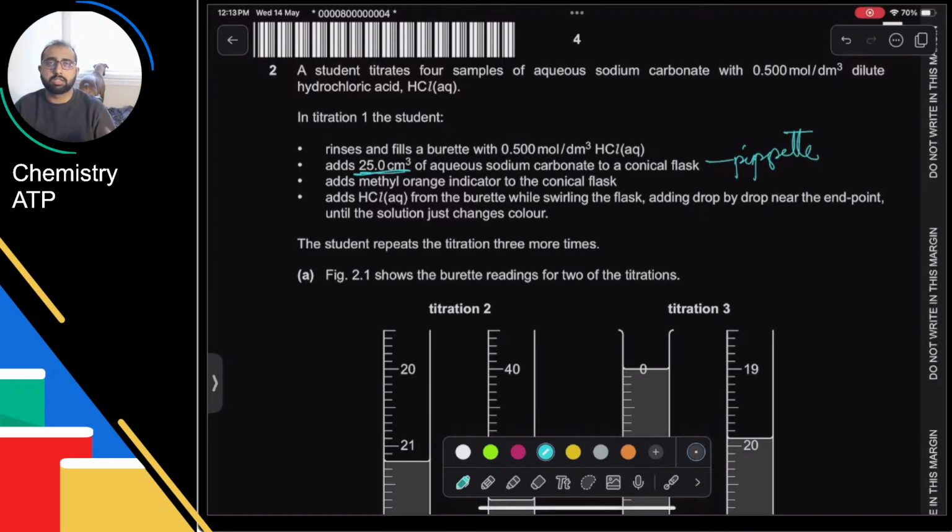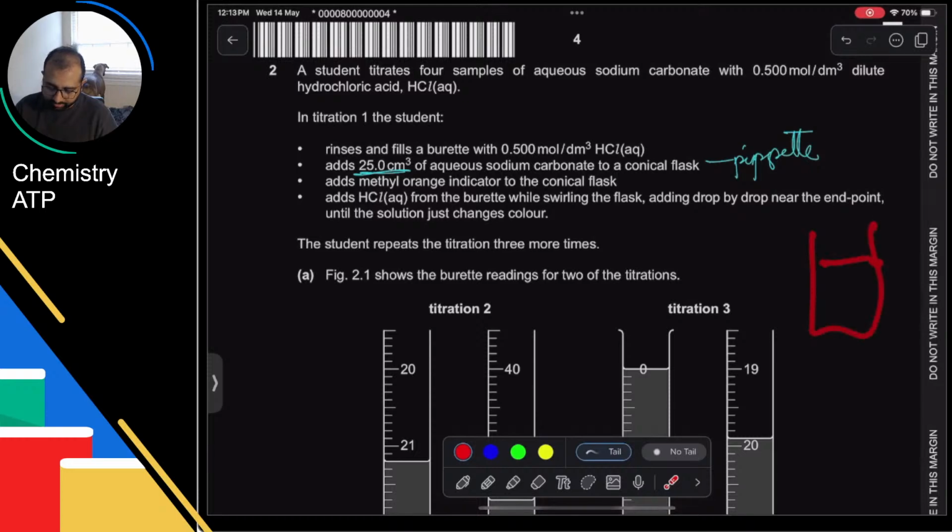Methyl orange colors, it goes red to yellow, right? It's red in acid and yellow in alkali. Okay. So what's going to happen? Because in the beaker or whatever you have, what do you have?